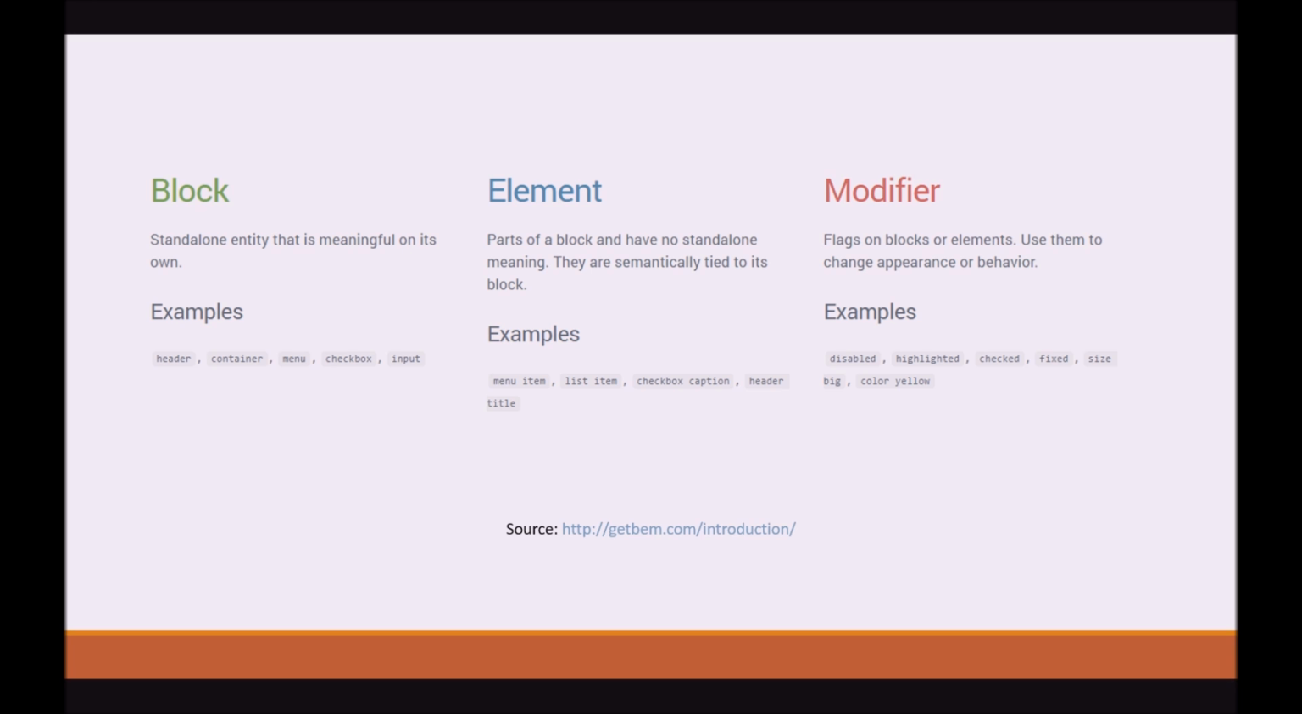So, block. A block is a standalone entity that is meaningful on its own. Some examples are header, container, etc. Elements are parts of a block and have no standalone meaning. They are semantically tied to their block. Examples: menu item, list item, and so on.